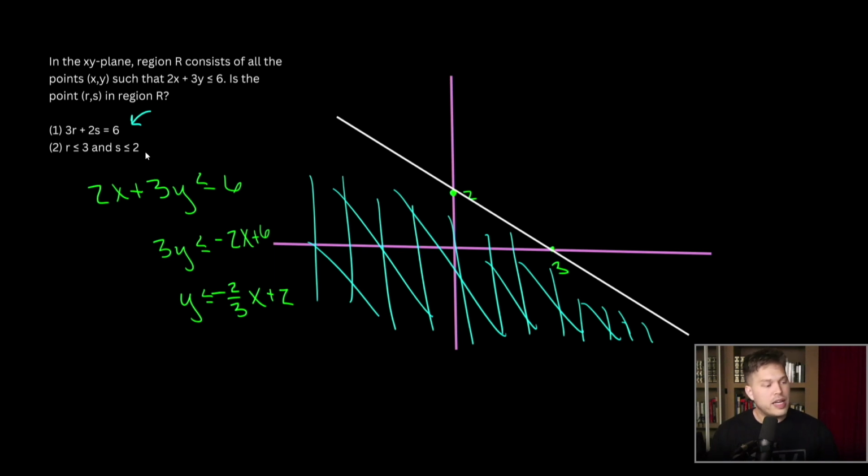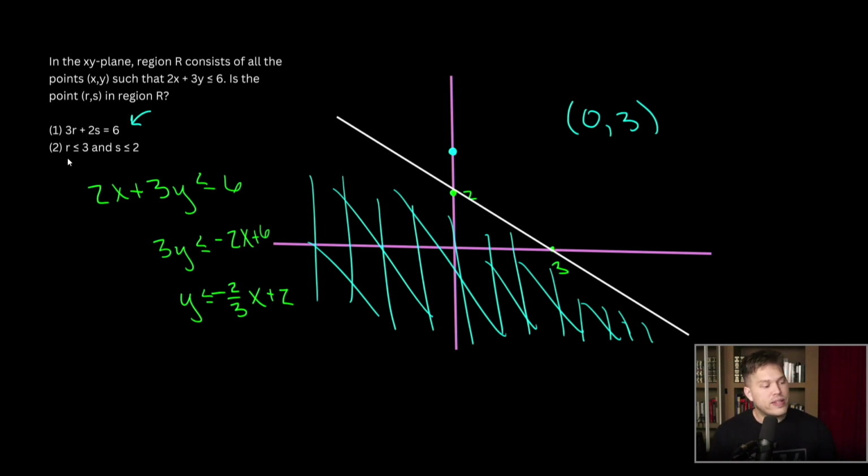Let's plug in 0 for R and 3 for S. If we did that, we'd have the coordinate (0, 3), which would be roughly about right here, and we can see that that's outside of region R. So statement 1 alone is not going to be sufficient.